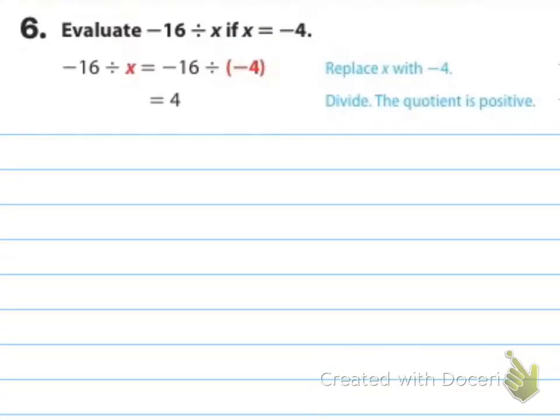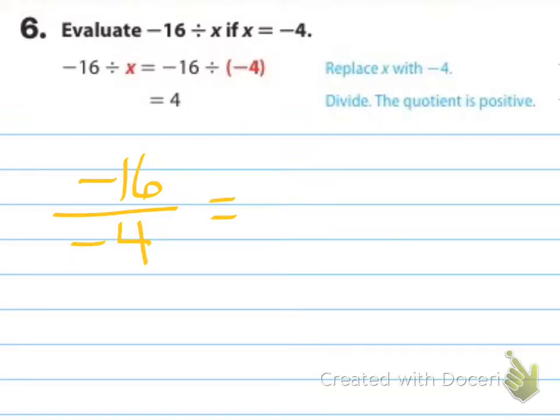For -16 divided by x, they're saying what if x was -4? So we've got -16 divided by -4. I realize I'm going kind of fast, but it is kind of the same exact thing as we've done before. So if you want to pause each time and write down the examples, just so you have some extra examples, that would be a good idea.